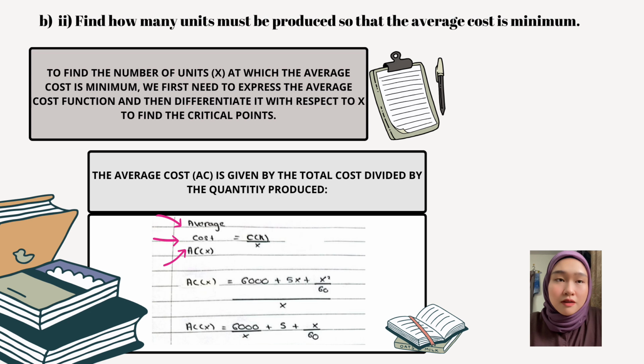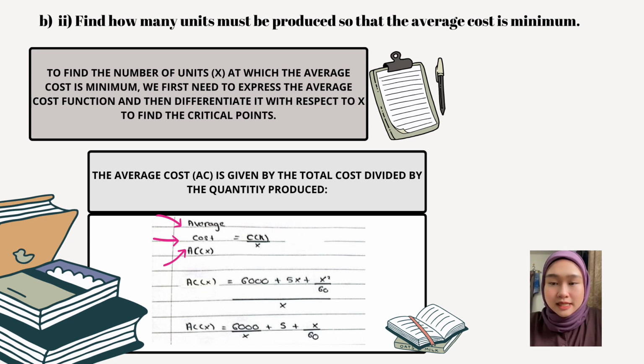The question is: find how many units must be produced so that the average cost is minimum. To find the number of units X at which the average cost is minimum, we first need to express the average cost function and then differentiate it with respect to X to find the critical point. The average cost AC is given by the total cost divided by the quantity produced.